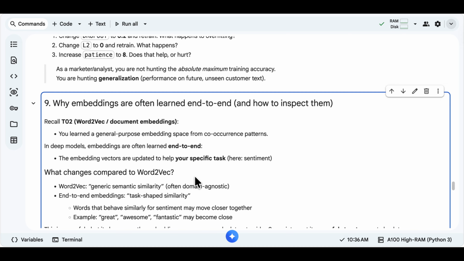Earlier in the course, Word2Vec gave us general-purpose semantic neighborhoods based on co-occurrence. In a supervised, deep model, embeddings are learned end-to-end for the task we care about. End-to-end means the embedding vectors are updated directly by the sentiment objective, not learned separately and frozen. As a result, words that behave similarly for sentiment can move closer together, even if their broader meanings are not identical. That is powerful, but it also means the embedding space reflects the dataset and the label definition, not universal truth.